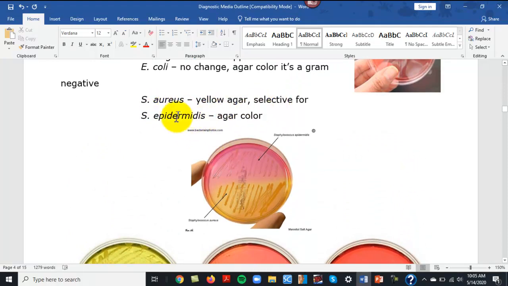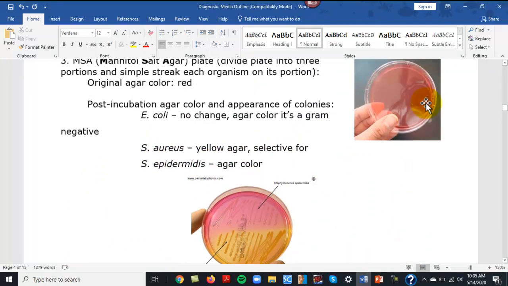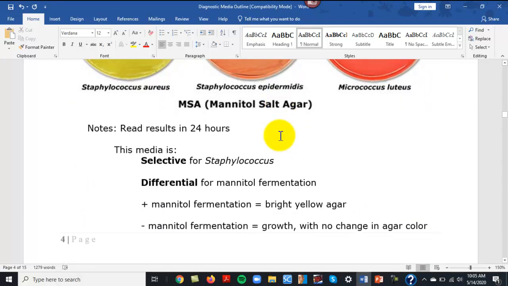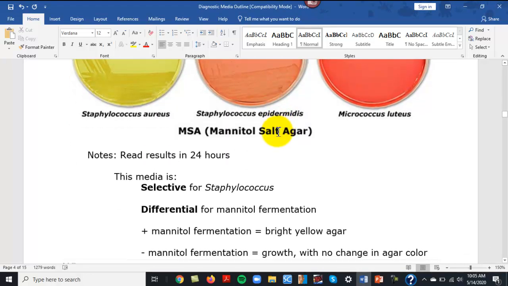Staph aureus, yellow agar. Staph epidermidis, the original color. So this is a positive. These two would be considered negatives. For mannitol fermentation, basically. What's it negative for? Mannitol fermentation.